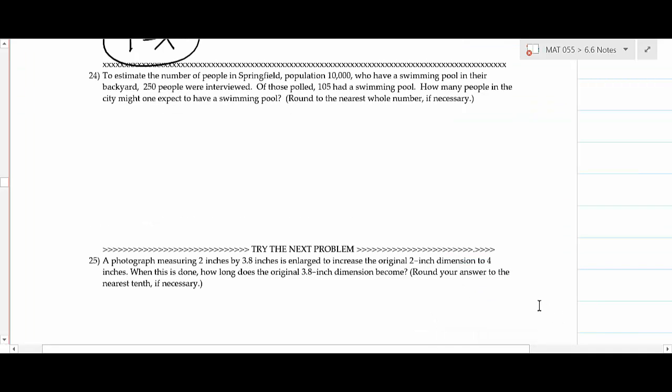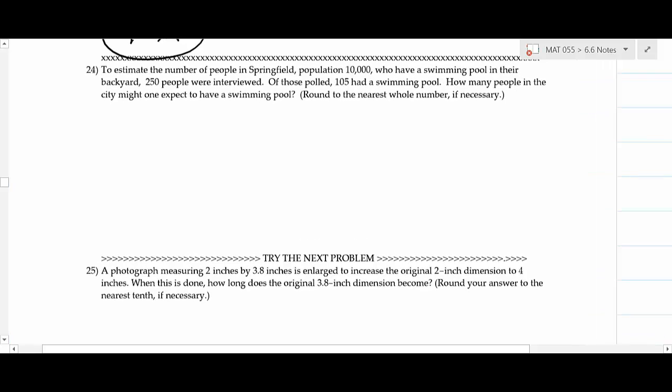Go ahead and get this going here. So let me read this problem. Let's think about how we would do this.